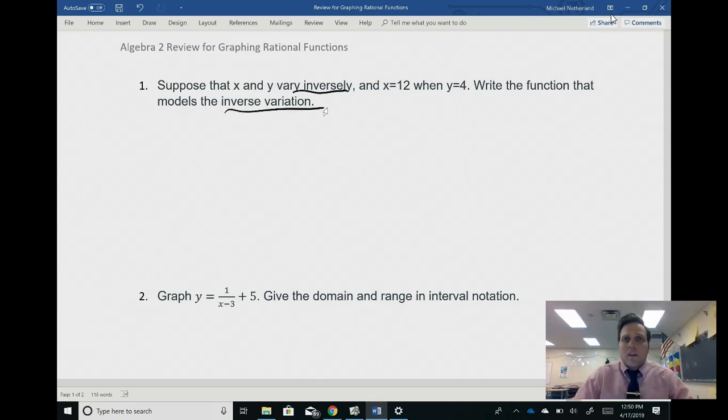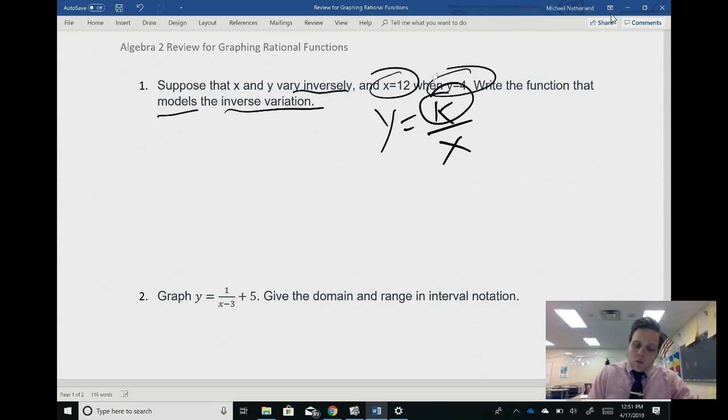Okay, so first off, a key thing to notice here is the word models. Inverse variation is demonstrated by y equals k over x. If we want to find a model for that situation, we're just really saying find out what k is. They've given us enough information that we can find k. I know that x equals 12 when y equals 4, so I'm going to say 4 equals k over 12.